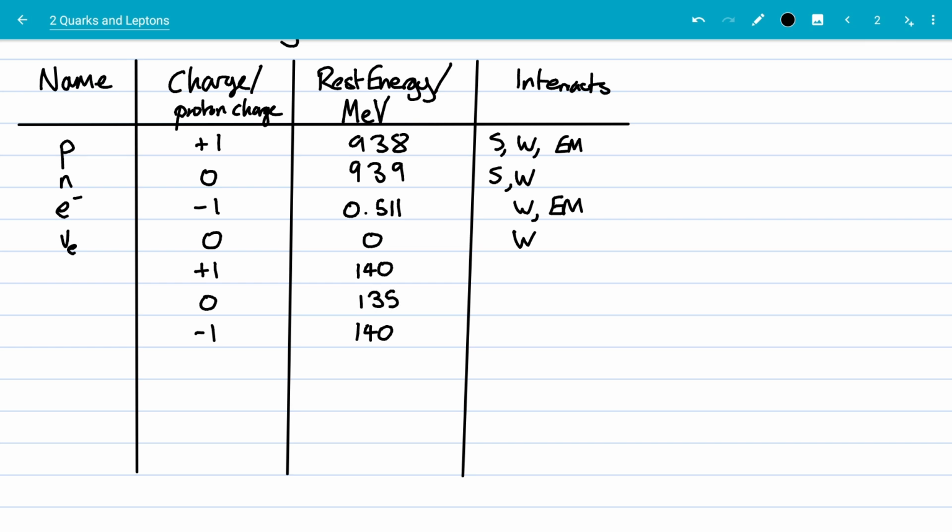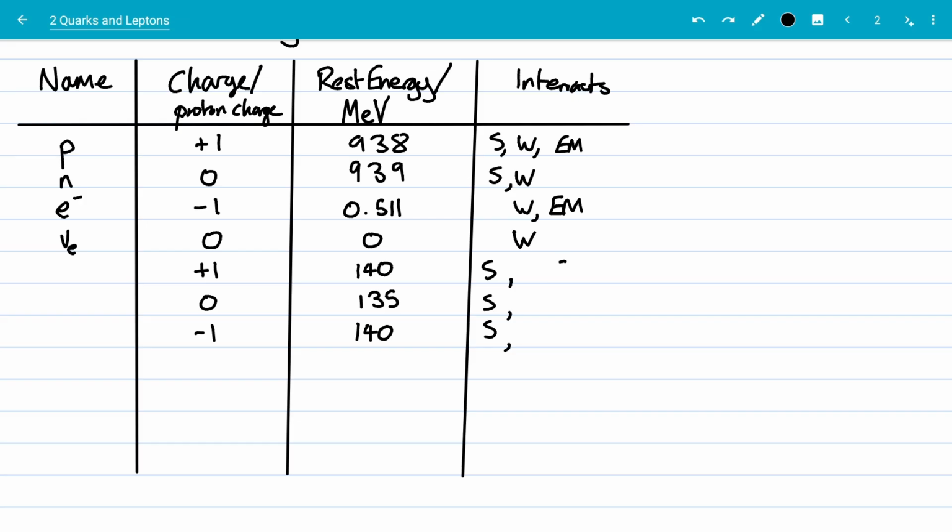That was interesting. They interacted, all of them, with the strong nuclear force. They also all interacted with the weak nuclear force, although we couldn't detect that interaction at this time, so I'm going to leave that blank.